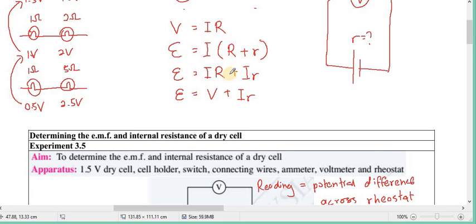You see this equation, the electromotive force equals the potential difference of the external resistance plus the potential difference of the internal resistance. This potential difference of external resistance is also the same as the potential difference that is obtained by the electrical appliance.